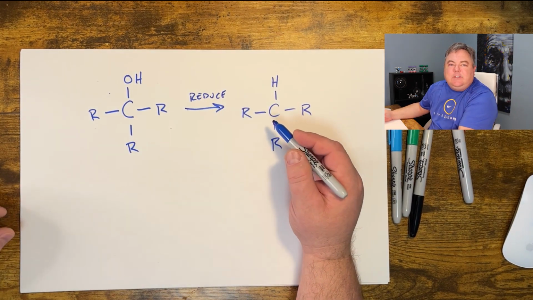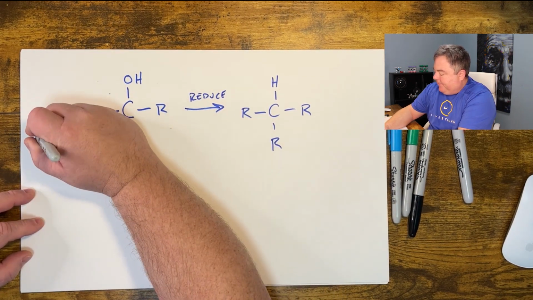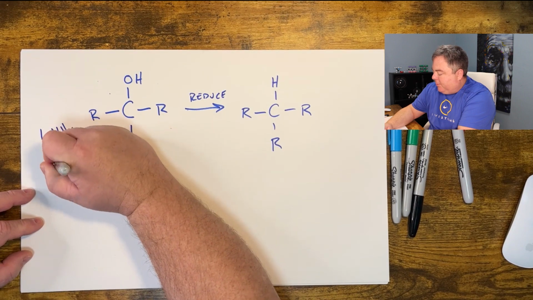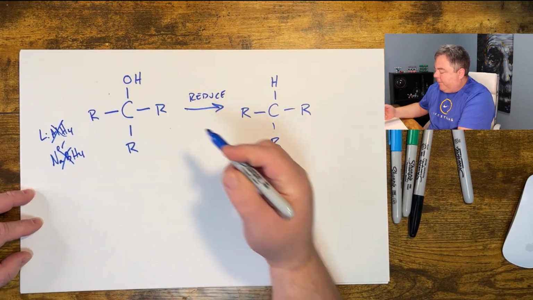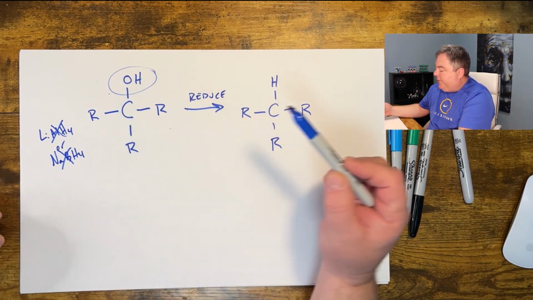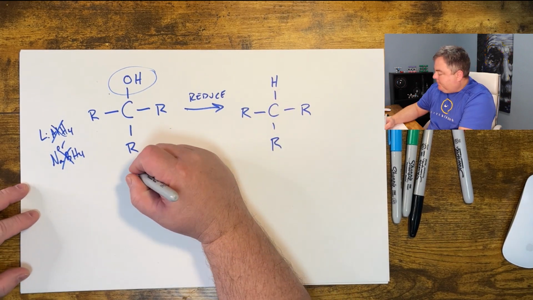Now, in previous reductions of carbonyl compounds, we use reagents like lithium aluminum hydride or sodium borohydride, but those aren't going to work for our cases this time because the OH group is not a very good leaving group. So here's how this works.